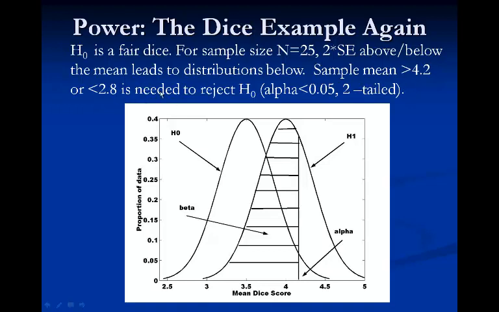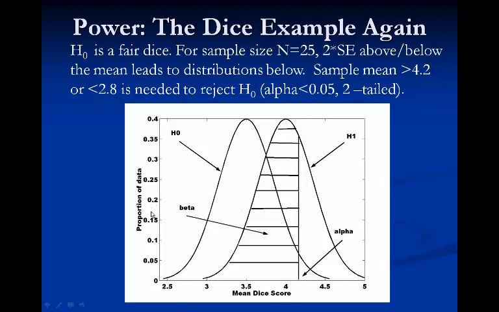So if you suspect someone is using an unfair dice, get them to throw 25 throws, add up the score, and if the score lies outside the region of 2.8 to 4.2, you can conclude that it's not a fair dice. That's the rejection region to reject H0 with a two-tailed 5% significance test.